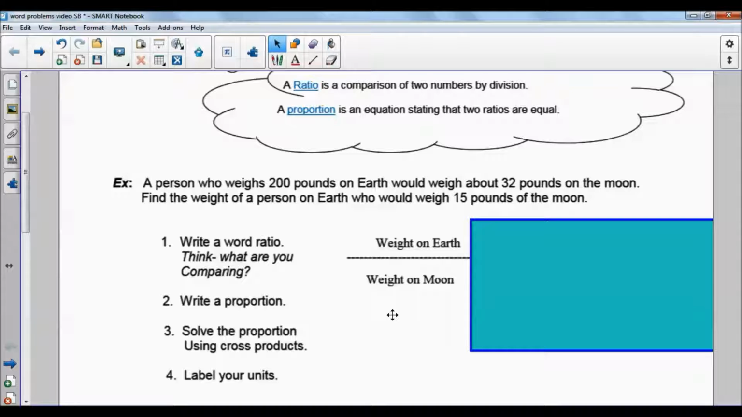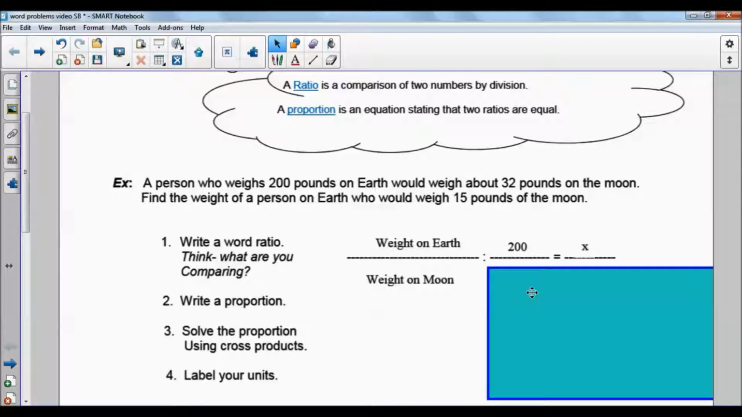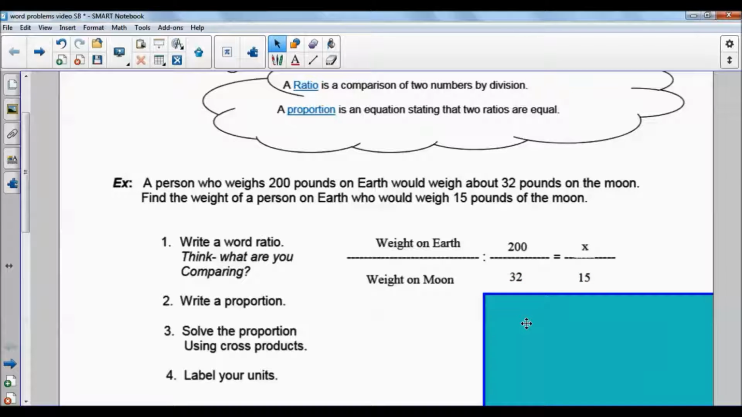Okay, so we know that the first person weighs 200 pounds on Earth, so we'd put 200 on the top of our fraction, right? And they weigh 32 pounds on the moon. The other part that we know is that another person on Earth weighs 15 pounds on the moon, so we have 15 that we're going to put in the denominator because we're matching it up with the part that it goes with, right? It's talking about a weight on moon, so we're going to put that in the denominator. Right, and we're trying to figure out the weight of the person on the Earth, so we're going to put x on the top. And now, once we've set up that, we just have our proportion to solve, right?